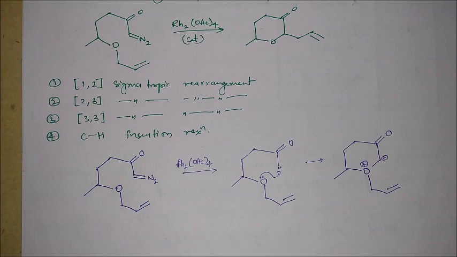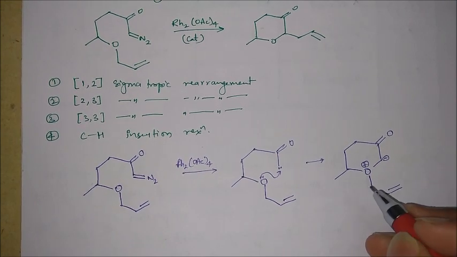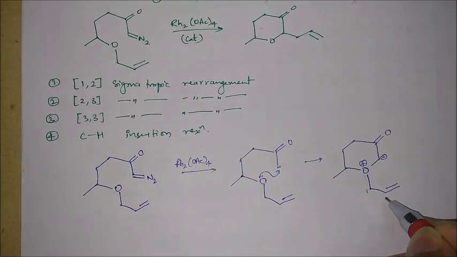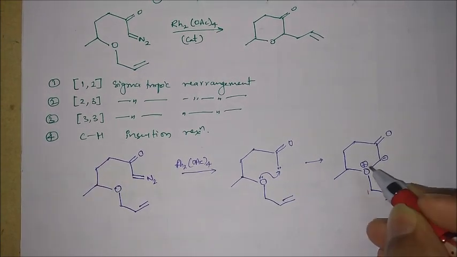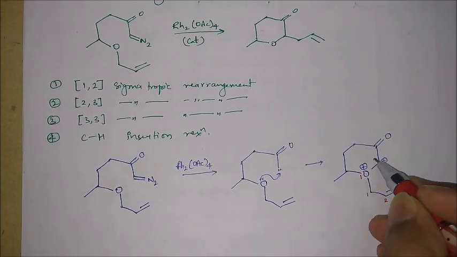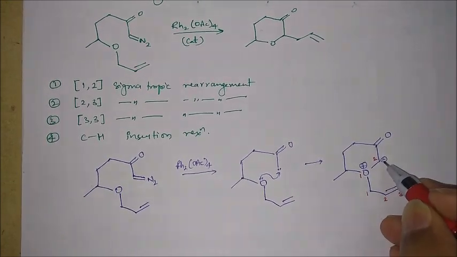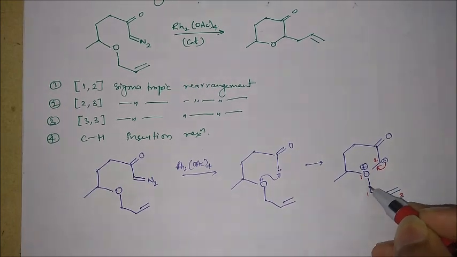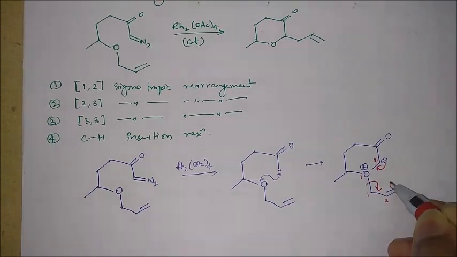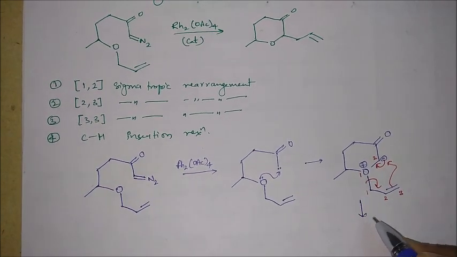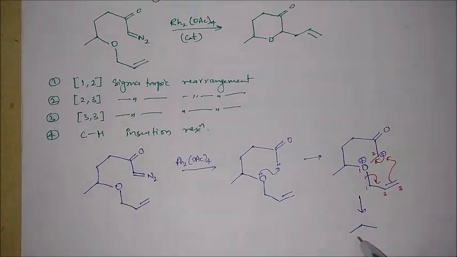this bond will break, and I'll just number it like this. Since this bond is a sigma bond and it is getting broken, it's a sigmatropic reaction. So we have to number it like this, 1, 2 and 3, and this will be numbered as 1 and 2. So what will happen now, see, this bond will break like this, these electrons will come here, this bond will break like this, and this bond will get formed over here. So what is the product which you will get, it will be like this.